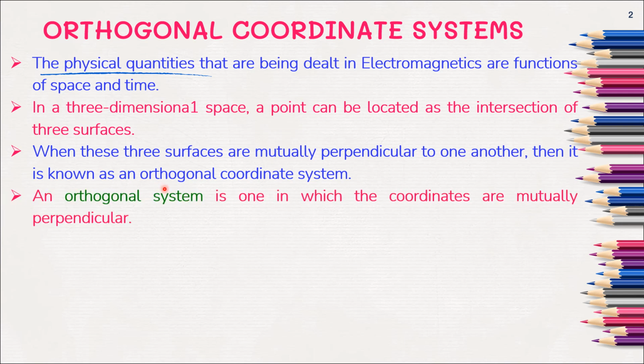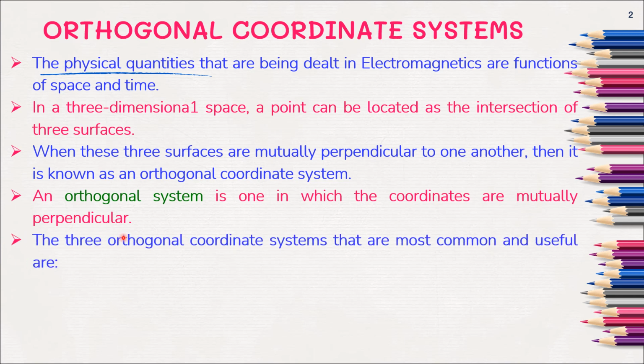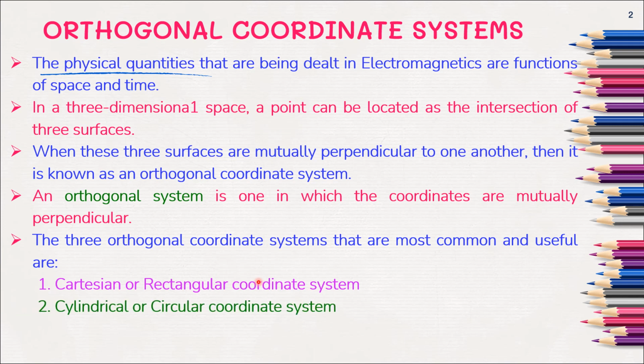And when I say an orthogonal coordinate system, you will have coordinates and those coordinates are also mutually perpendicular to each other. The most commonly useful orthogonal coordinate systems are, first one is Cartesian or rectangular coordinate system, second one is circular or cylindrical coordinate system, and the third one is spherical coordinate system.